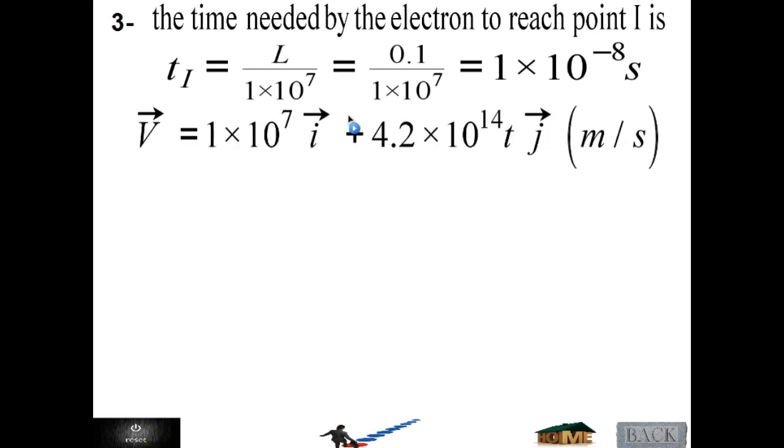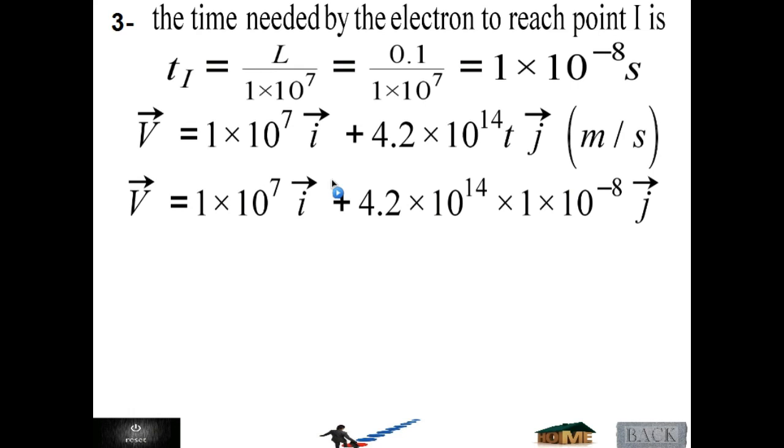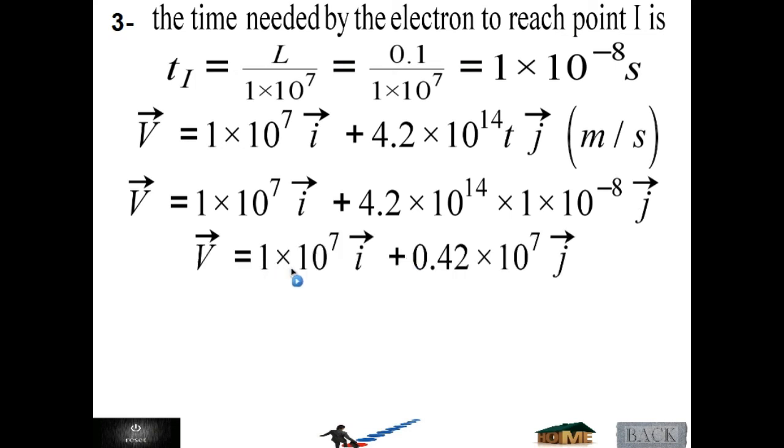Let us substitute the time in the velocity. So velocity equals 1 times 10 to the power 7 i, this is a constant independent of time, plus 4.2 times 10 to the power 14 t j. Here I will plug in the time 1 times 10 to the power minus 8. So it will be 4.2 times 10 to the power 14 times 1 times 10 to the power minus 8 j. And the answer will be velocity vector equals 1 times 10 to the power 7 i plus 0.42 times 10 to the power 7 j.